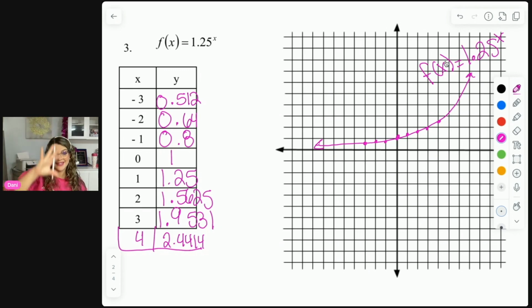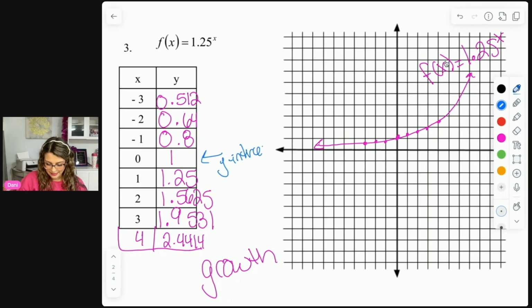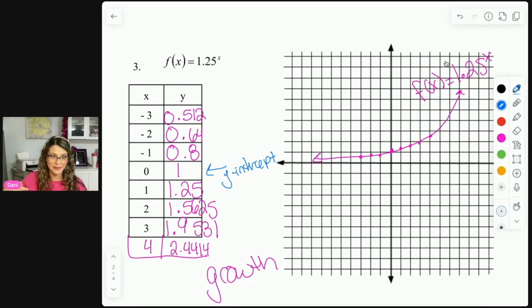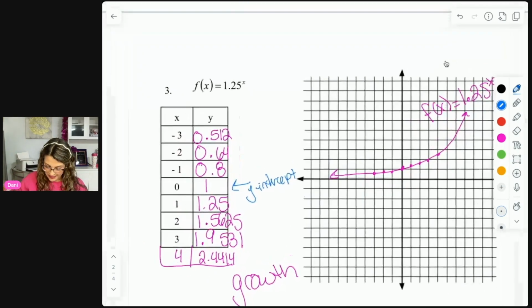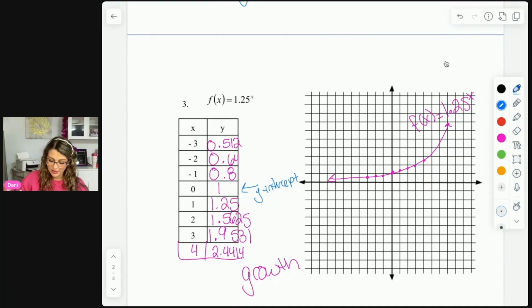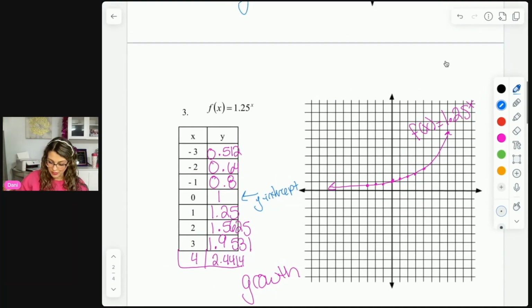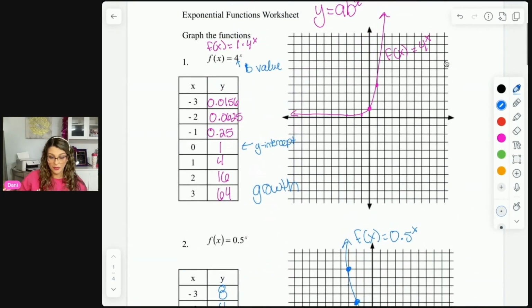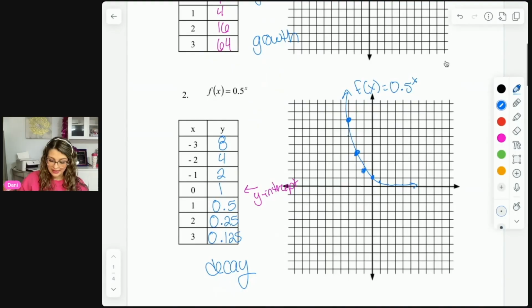Okay, and so as x is increasing, y or f of x is also increasing. So therefore, this is growth. And we have our y-intercept right there. That's going to get really important once you start getting into quadratics. If you haven't already, you do a lot of labeling in quadratics land. All right, so let's look at those 3 problems that we did. In the 2 problems where it was growth, our b value was 1.25 and 4. And when it was decay, it was 0.5.